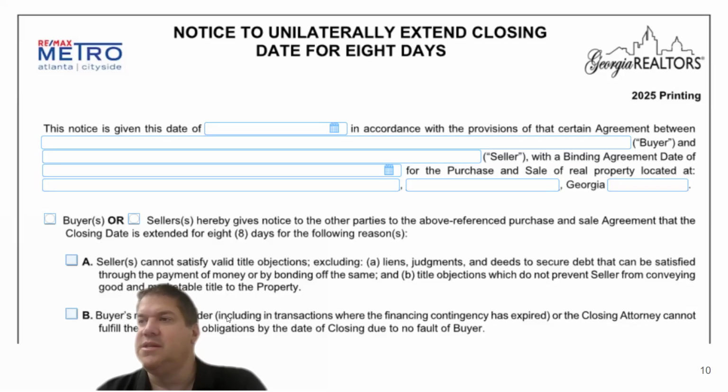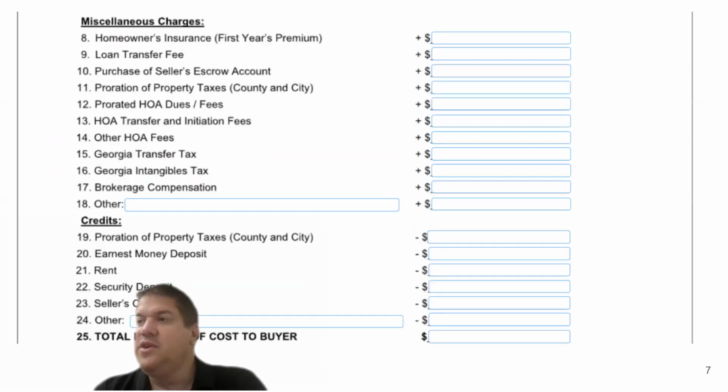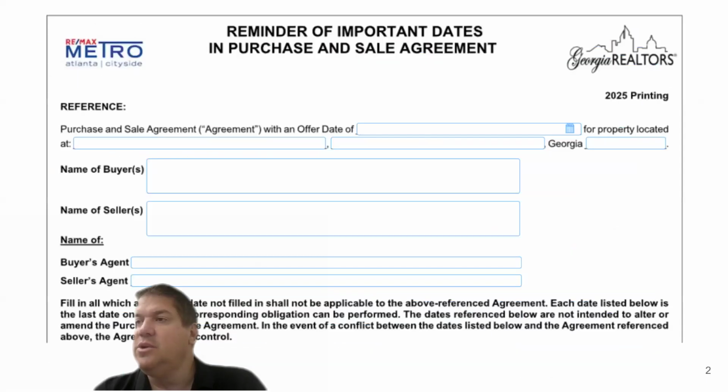One of the versions of notice that's important is the notice to withdraw offer. I think this is an important one. Don't forget that you can withdraw an offer and make it no longer valid. It doesn't have to just expire. Very important if you are one of those rare agents that doesn't put deadlines on offers, which I think is a bad idea. But anyway, that's it. There's a few other notices and things, but generally speaking, these first few are the ones that I wanted to really go over, in particular, the reminder of important dates.